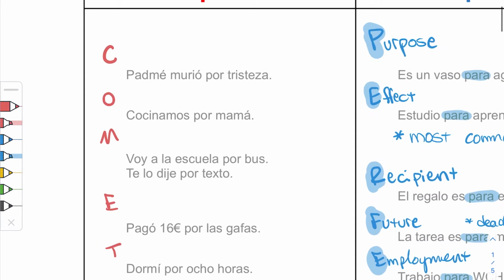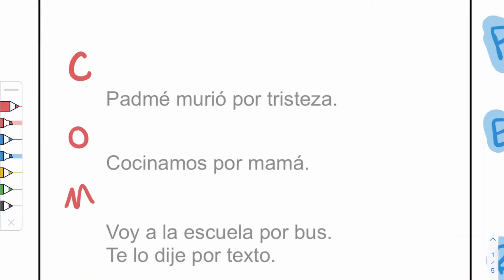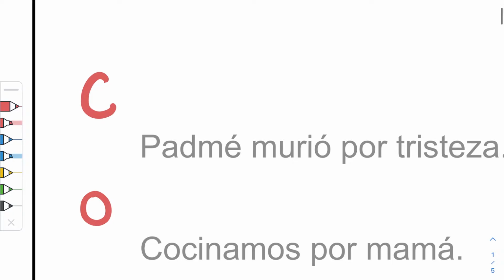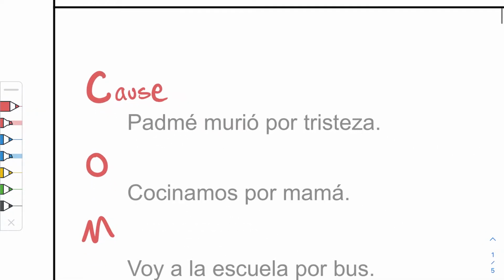So that's the best I could come up with. If you can come up with a better acronym, I would love to hear it. Okay, the C is for cause. This is going to be, again, your most common one. Padme murió por tristeza. She died because of sadness. So this is kind of like a by kind of thing.